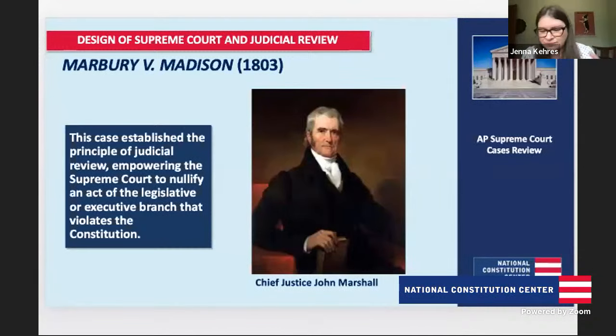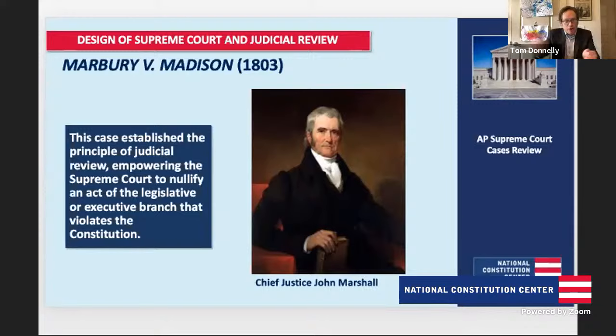Do I have that right, Tom? Absolutely. Judicial review becomes an important part of the Supreme Court's history from this point onward.